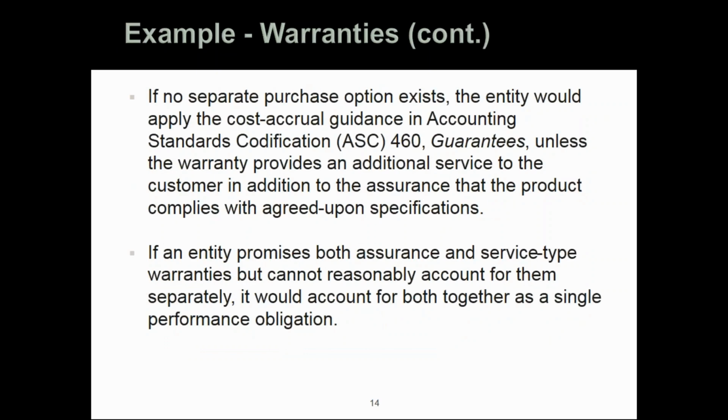If there's no separate purchase option, then the entity would apply just the cost accrual guidance in ASC 460 guarantees, unless the warranty provides an additional service to the customer in addition to the assurance that the product would comply with agreed upon specifications. So if the entity promises both assurance and service type warranties, but it can't reasonably account for them separately, then it would just account for them both together as a single performance obligation.